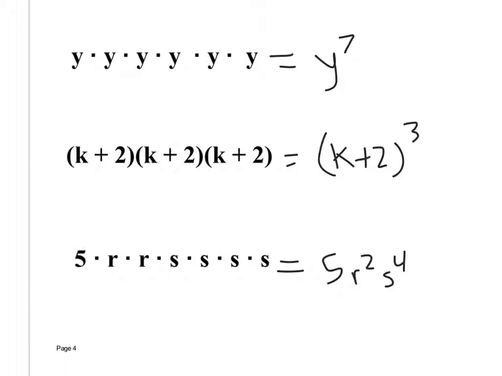It's all a multiplication problem. And I write them side by side so you know you multiply everything out. But because you have 2 r's, instead of writing r times r, you can simplify it and just write r squared. And you know whatever you plug in for r, you're going to times it by itself twice. And whatever you plug in for s, you're going to times it by itself 4 times.